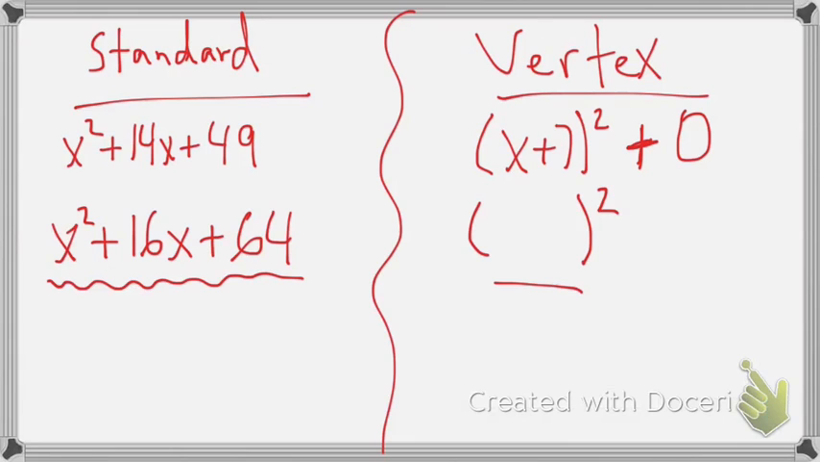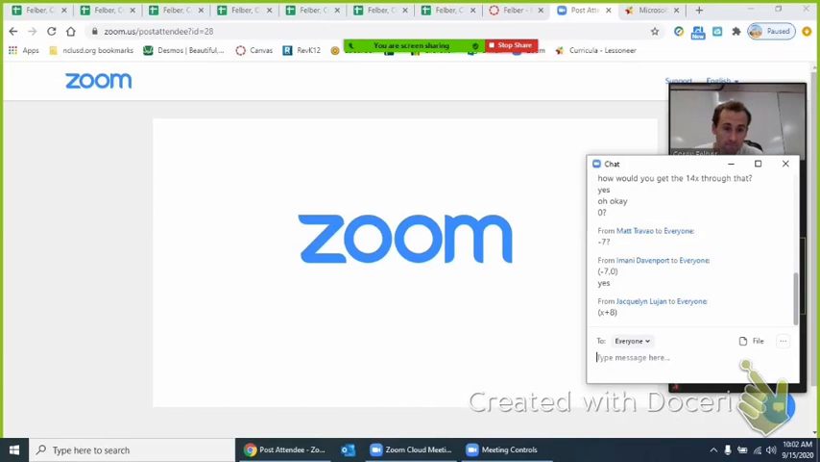Last time we did 7 plus 7, and that got us 14. So what do we have to put here that's going to get us 16? What plus itself would give us 16? Beautiful. X plus 8.